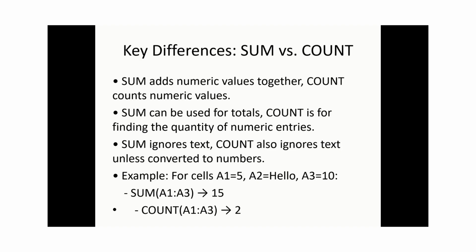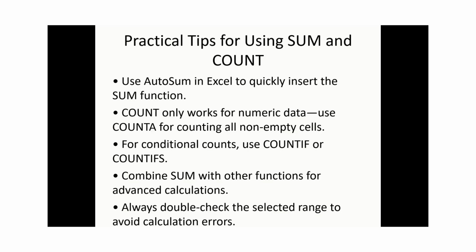Example, for cell A1 to cell A3: A1 is 5, A2 is hello, A3 is 10. Sum A1 to A3 gives 15. Practical tips for using sum and count. Use AutoSum in Excel to quickly insert the sum function. Count only works for numeric data. For conditional counts, use COUNTIF or COUNTIFS. Combine sum with other functions for advanced calculations. Always double check the selected range to avoid calculation errors.